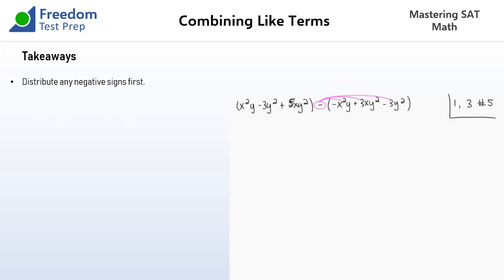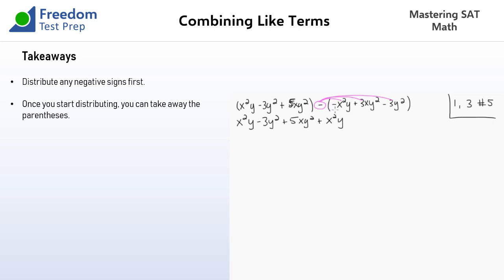So what we're going to do is just write out what we already have here. We're going to take away the parentheses. So we've got x squared y minus 3y squared plus 5xy squared. And now we're going to distribute. So we've got a negative and a negative, which is going to give us a positive x squared y, and a negative and a positive, which is going to give us a negative 3xy squared. And then we have a negative and a negative, which again will give us a positive 3y squared.